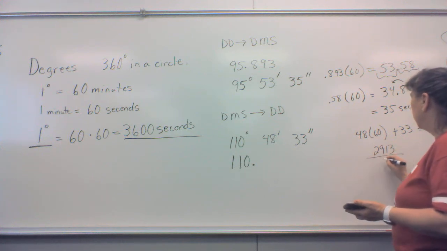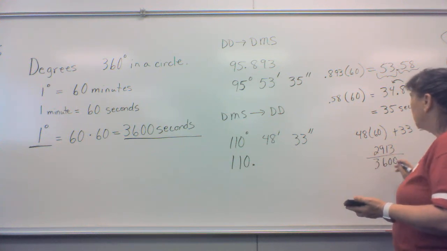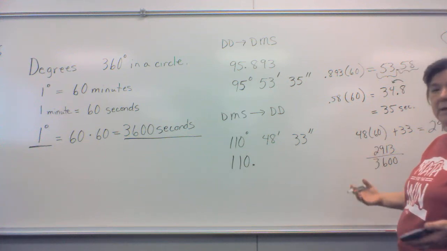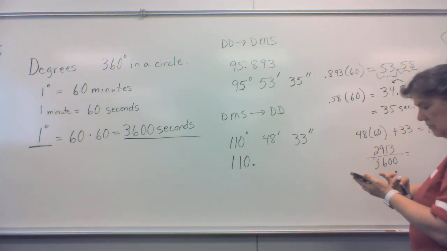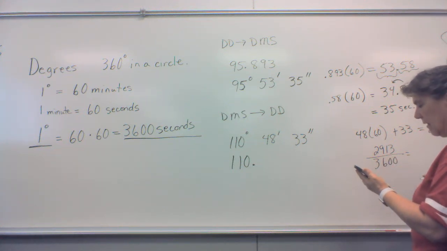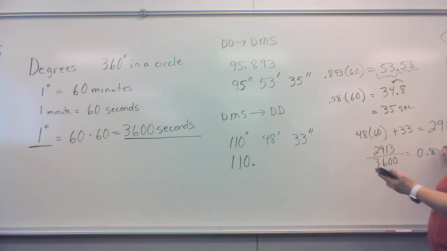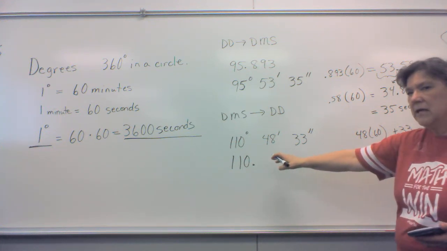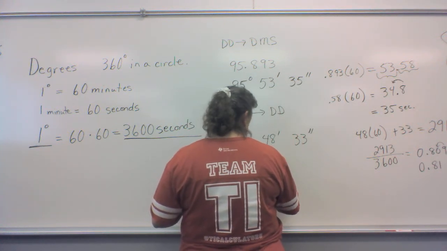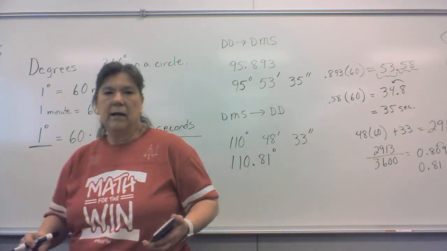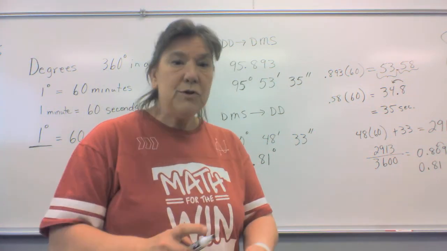So 2,913 seconds divided by 3,600 will give us approximately how much of a degree that is. So divide by 3,600 gives you 0.80916. If we round to the 100th place value, we'd have 0.81. So we'll add that 0.81 to 110, making 110.81 degrees. Okay, I hope you don't have any questions, but if you do, you can come and see me.